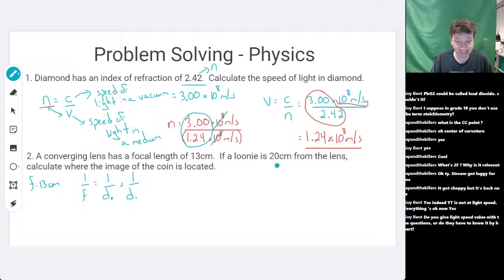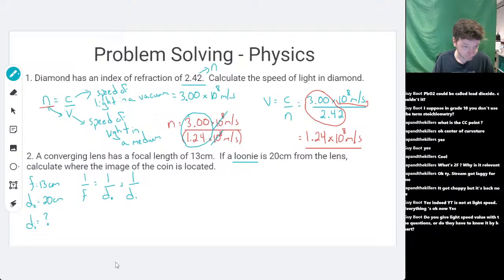If a loonie is 20 centimeters, so that's just a coin. It's a dollar coin in Canada, if there's any non-Canadians here. It's just a coin. It is 20 centimeters from the lens. So that's the object, so it's telling us do. So do is 20 centimeters. Calculate where the image of the coin is. So we want to find di.